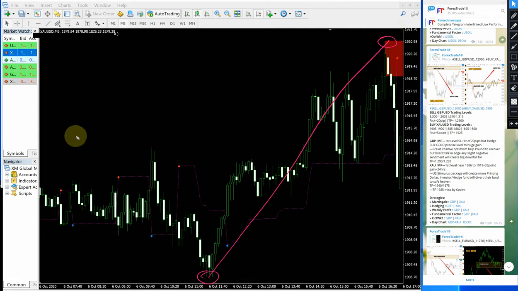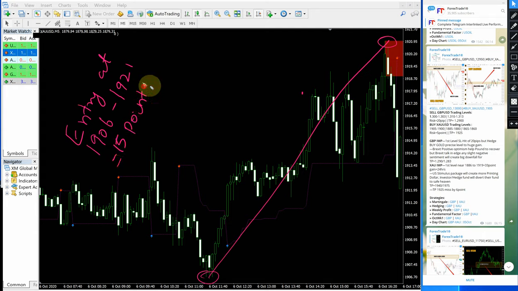Entry was taken at this point and performed until here. You can see, we will write it for you. Entry at, let's say, 1906, and performed till 1921, which gives 15 points gain. And the given TP for the day for XAUUSD, which is gold, is 1924, just missed by 4 points.